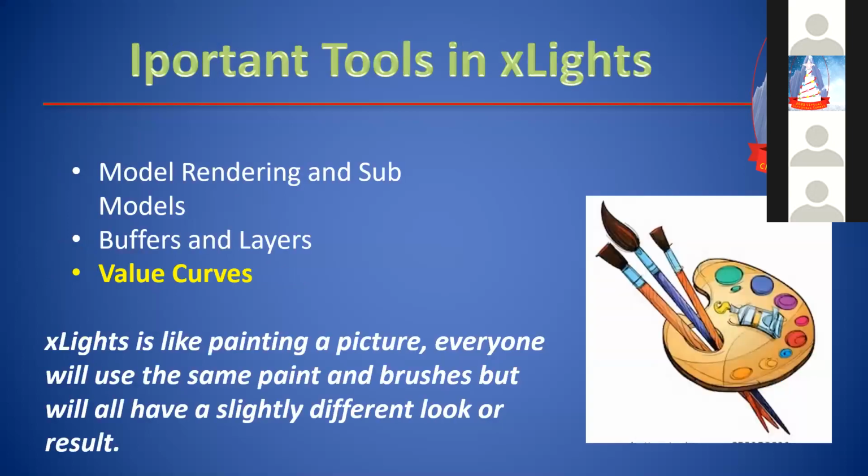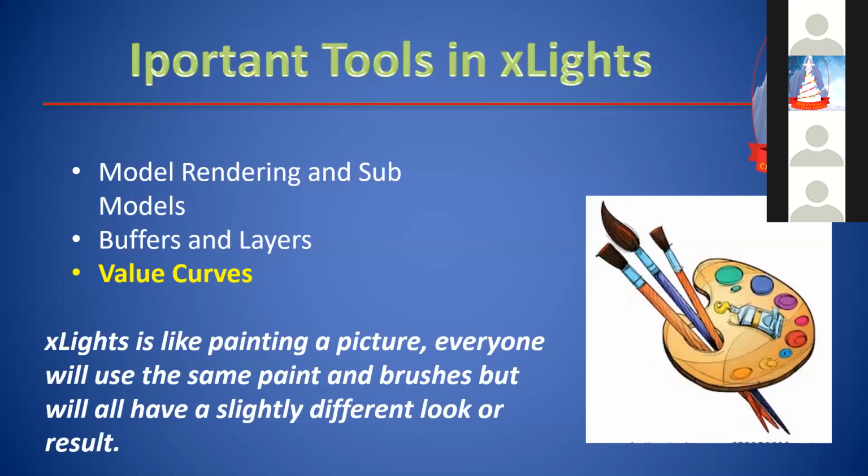So I look at xLights, and there are 3 very important pieces to it when you start really getting into sequencing at a little bit of a higher level or more detailed level. And there's been a lot of great presentations today. It's been great having all the various people involved, and we all have a little bit of a different way that we come at it. So models and rendering and submodels, and there's going to be a topic on that. Very important. Buffers and layers are a great strategy in xLights. And value curves. And value curves is what I'm going to cover today.